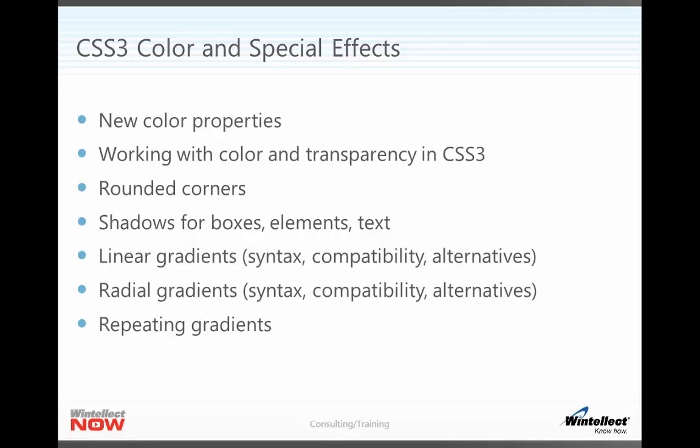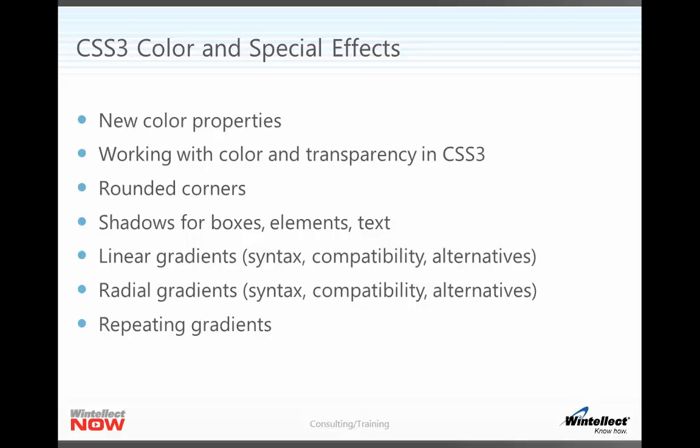We're going to look at the new color properties, which include transparency, as well as the opacity property, when to use which and what effect you'll get with either one. We're going to take a look at rounded corners using the border radius property. We'll look at drop shadows and other shadow effects for boxes, elements, as well as for text.